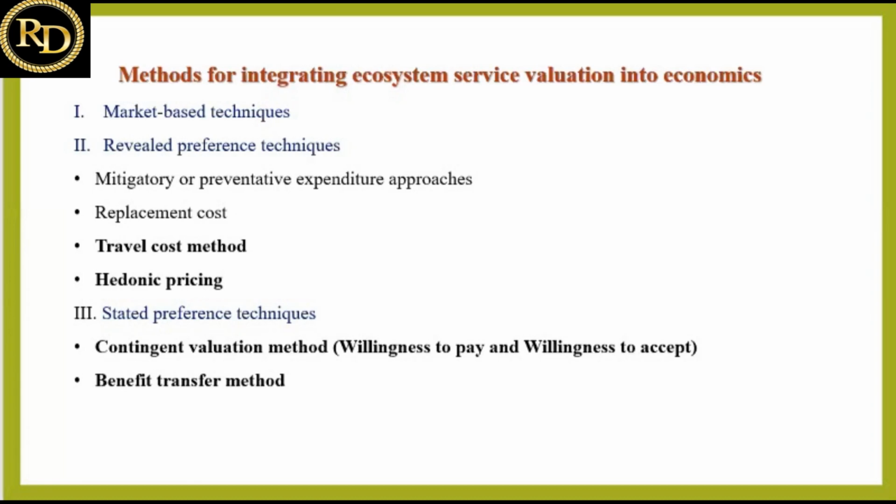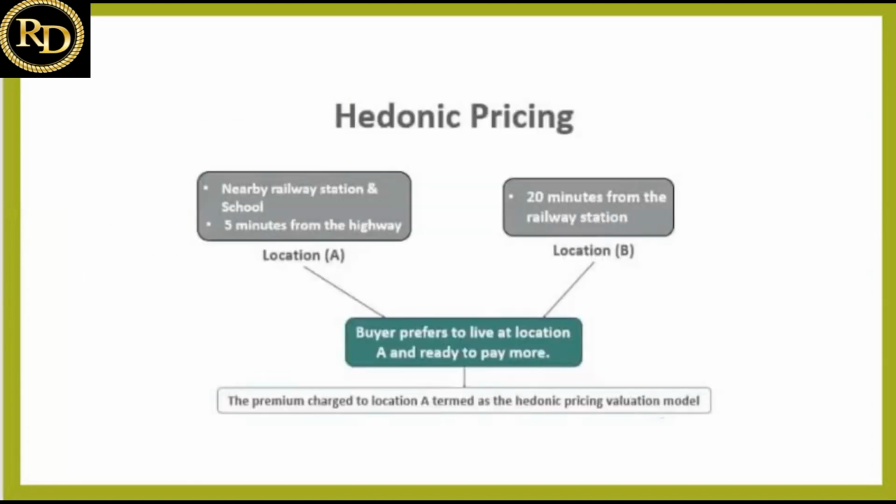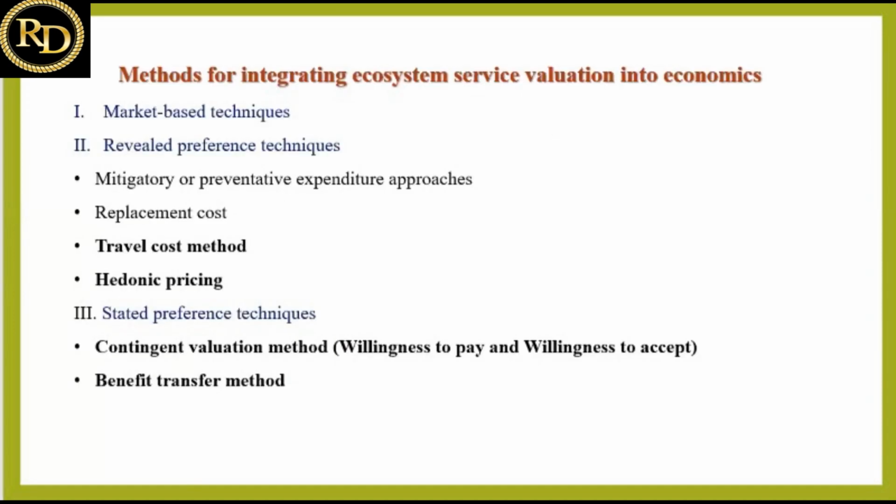Hedonic pricing is something where you pay a premium. It's basically a comparison method. Someone will prefer to have a house near a railway station and a market and all those things, and someone will prefer to have a house 20 minutes away from it, and there will be a difference in the price of the two properties. So the premium price paid for the land is the actual value of the land that you want to purchase. That is the value of the ecosystem there.